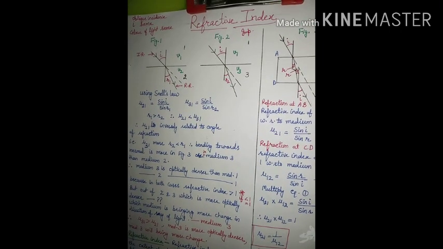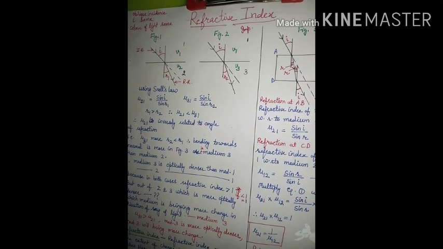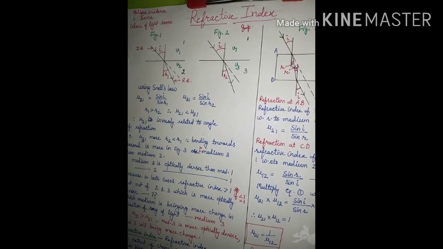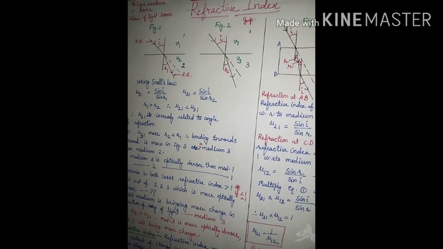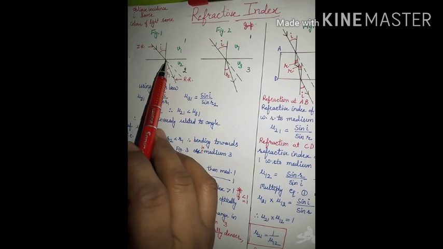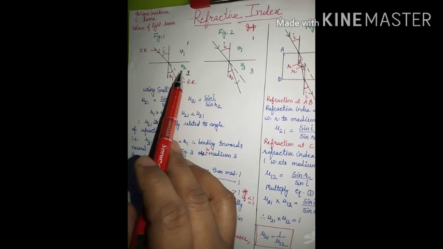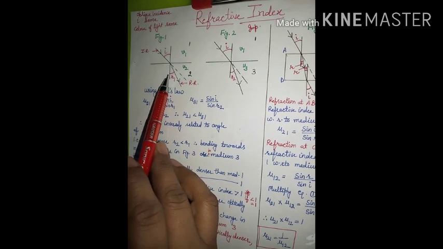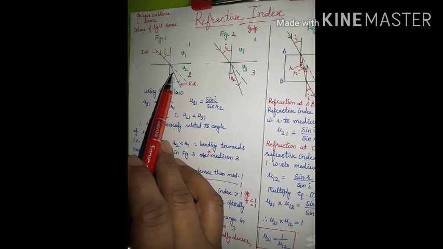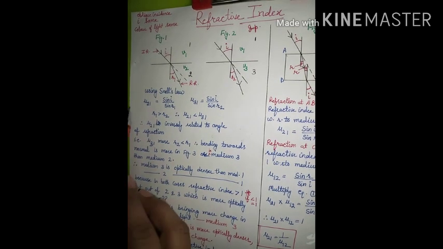In today's video, we will talk about refractive index. But before considering this topic, we will consider the term refraction. Refraction means when a ray of light is falling obliquely on the interface separating two media, then it changes its path. Either it will bend towards the normal or it will go away from the normal. This phenomenon is known as refraction.